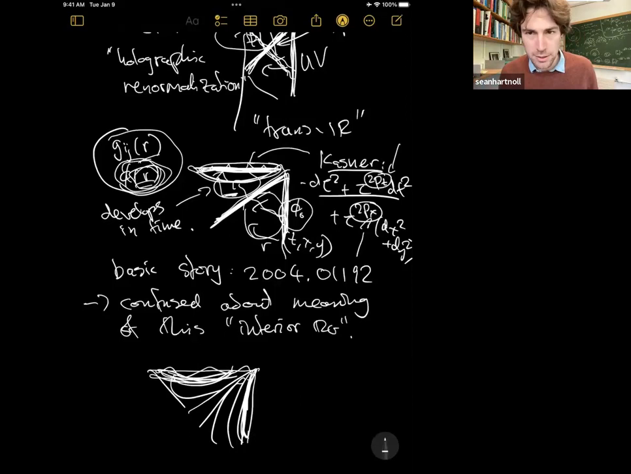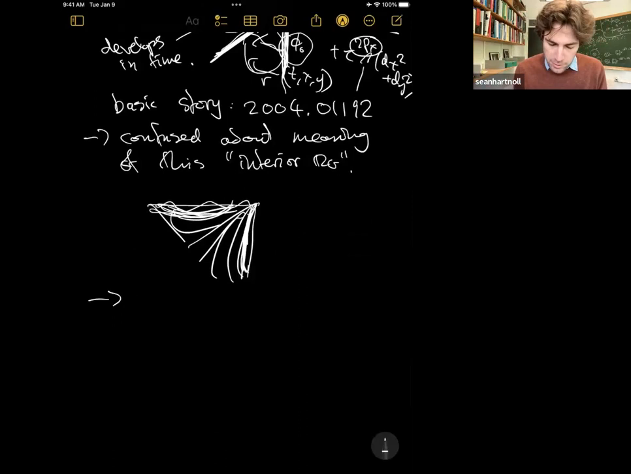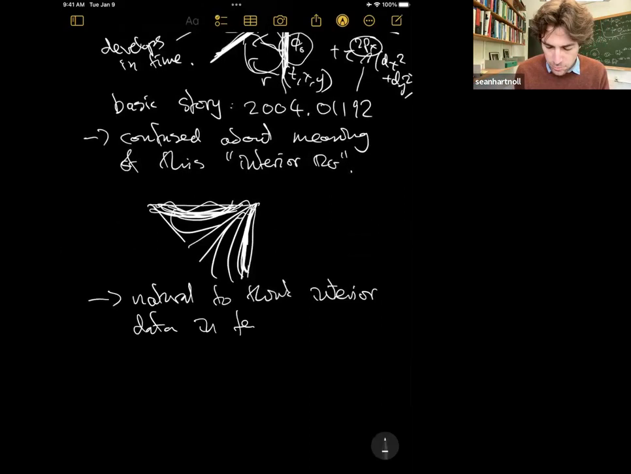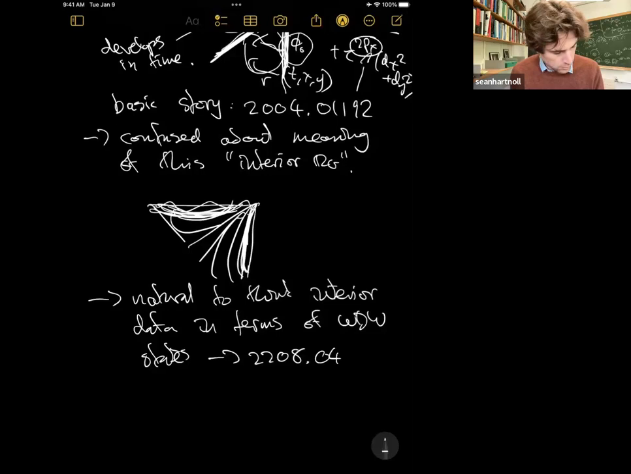So this evolution in time in the interior, I'm now going to explain, it is natural to think of the interior data on these slices in terms of Wheeler-DeWitt states. And that was the point of this paper, 2208.04348, that I wrote last year. So let me explain that to you first. First I want to explain this connection between partition functions in the exterior with these running couplings and wave functions in the interior.